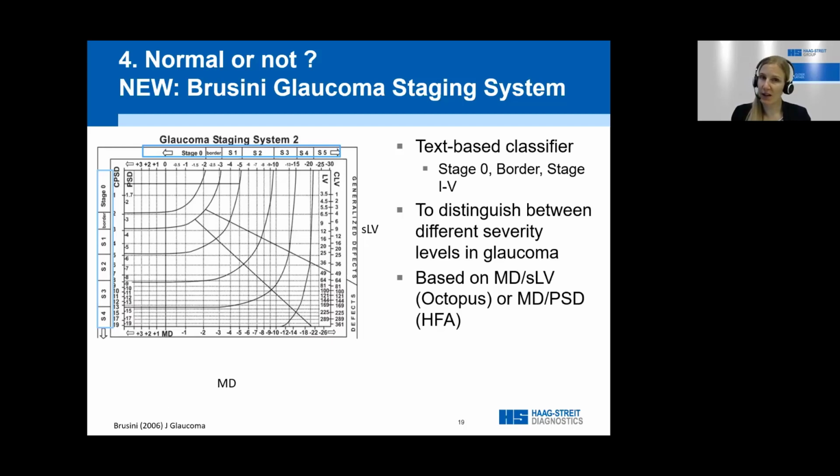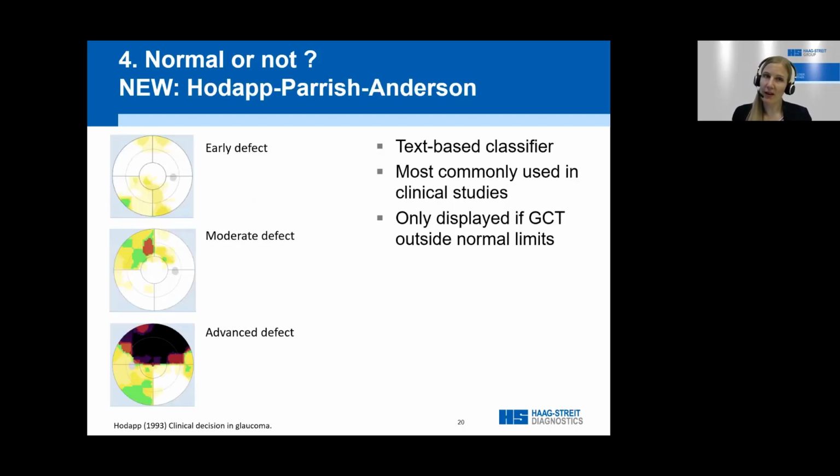The Brusini glaucoma staging system has also been around since 2006. It's a system that's based on the mean defect or mean deviation and the sLV or PSD. You have this chart where you put the MD and the sLV or PSD, you find a point, and you get different stages of glaucoma. The last one you may be familiar with as well is the Hodapp-Parrish-Anderson classification. This just has three stages instead of the much finer scale used in the Brusini. And this is the most commonly used staging system for clinical studies.